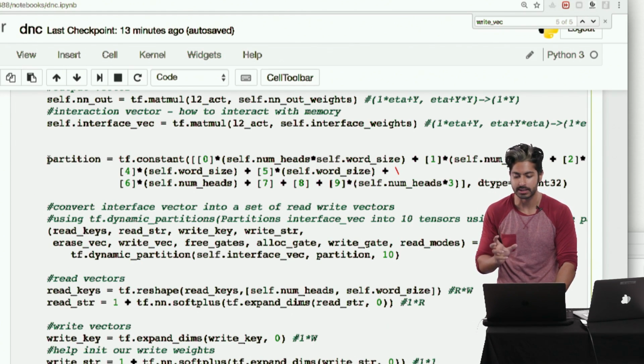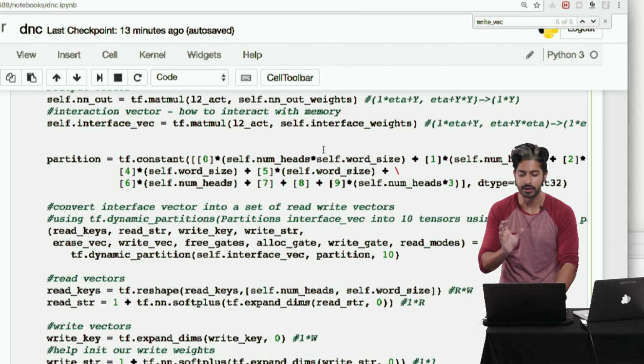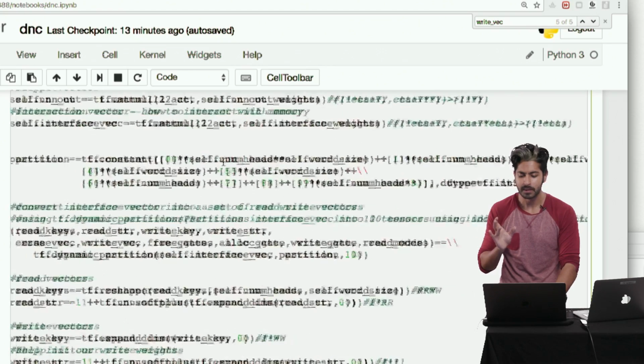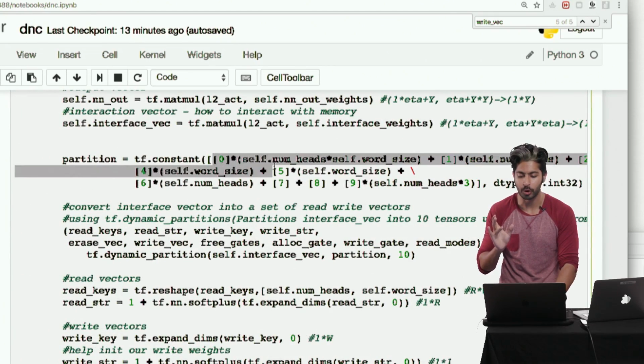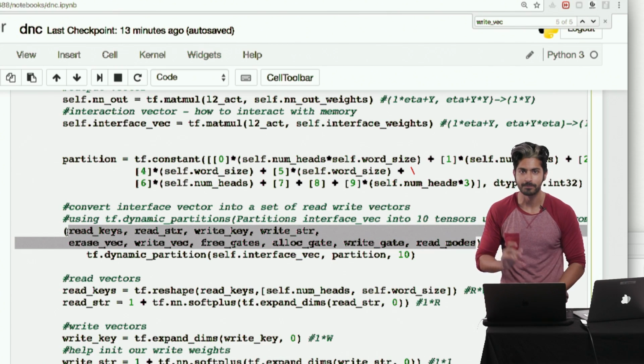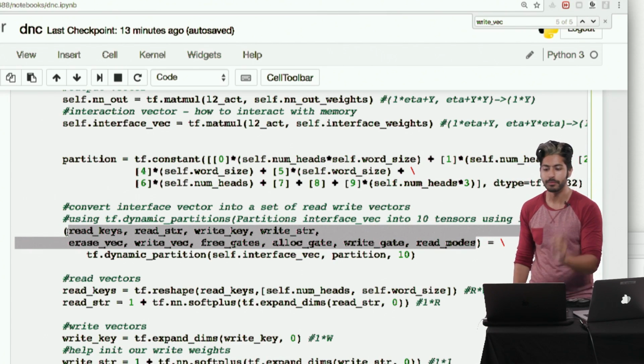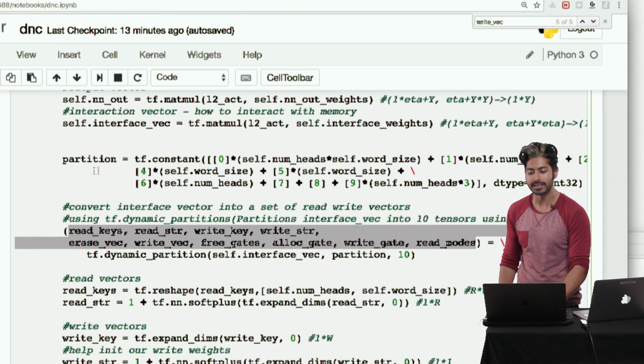And what the partition does is it defines sizes for 10 different placeholders. Think of these as placeholders. What these 10 placeholders are going to be, they're going to become these 10 variables right here. So before we initialize these variables, we define the sizes of them.